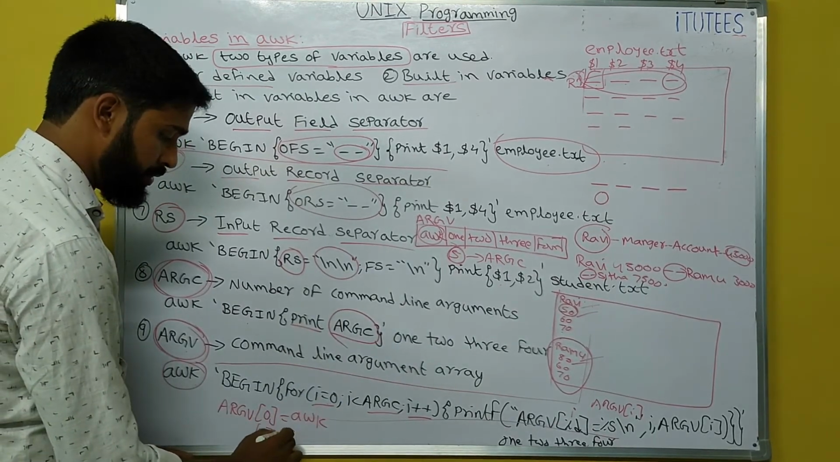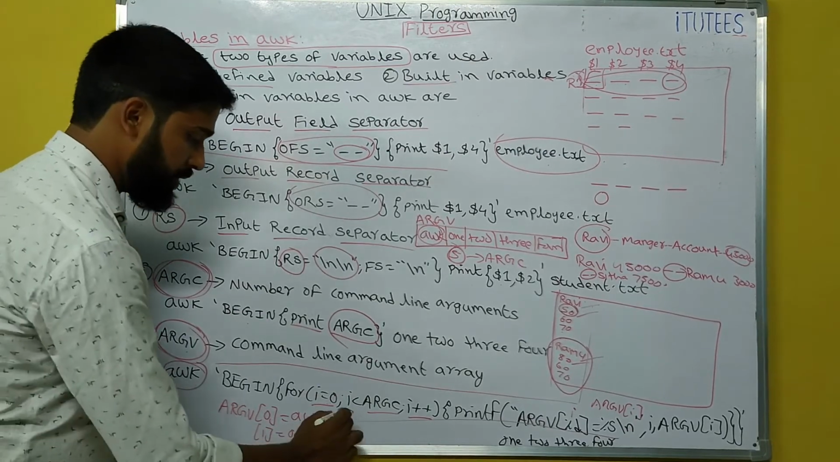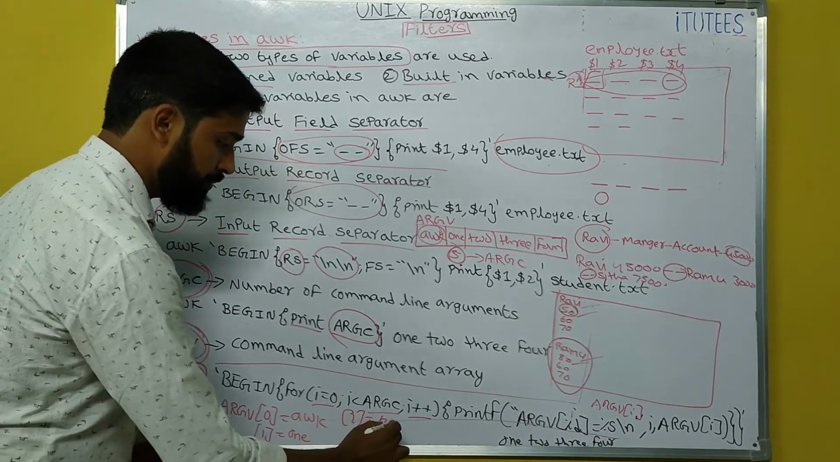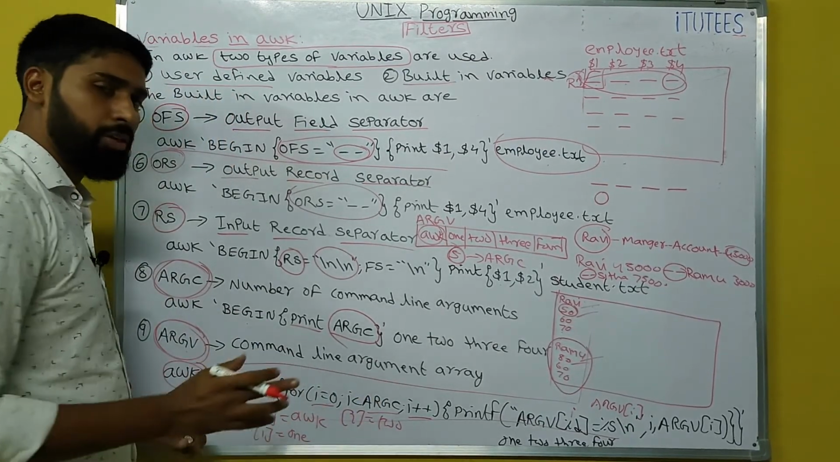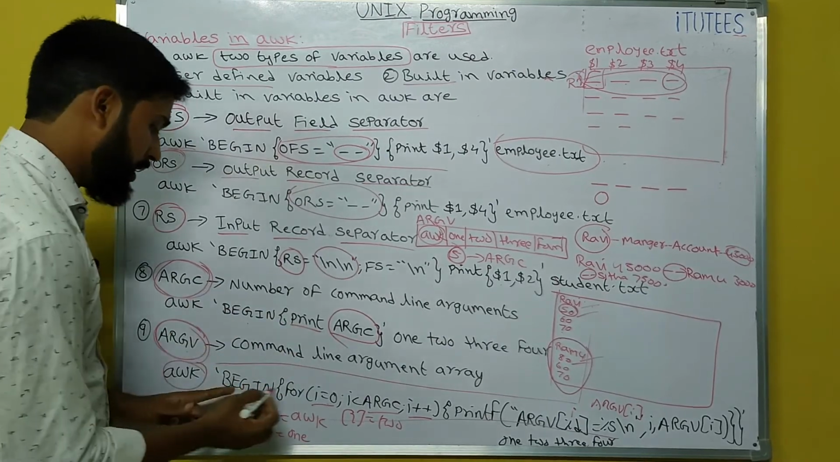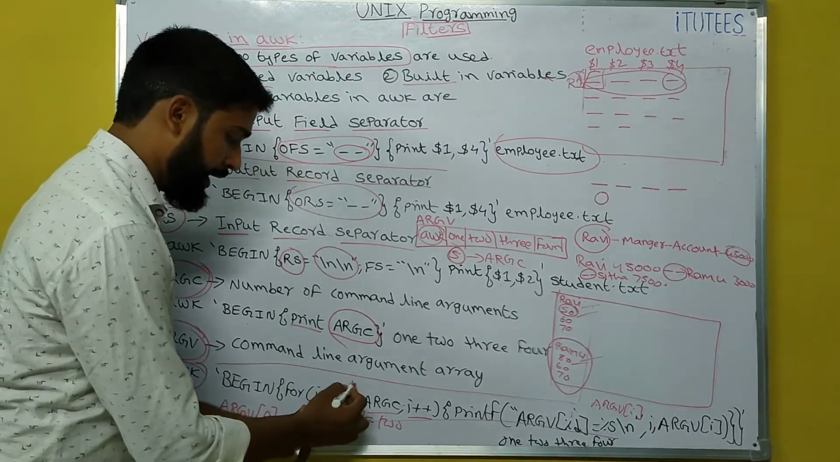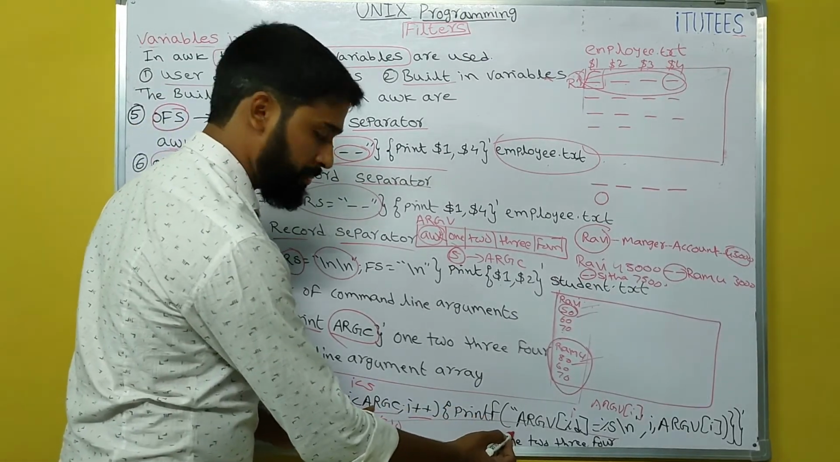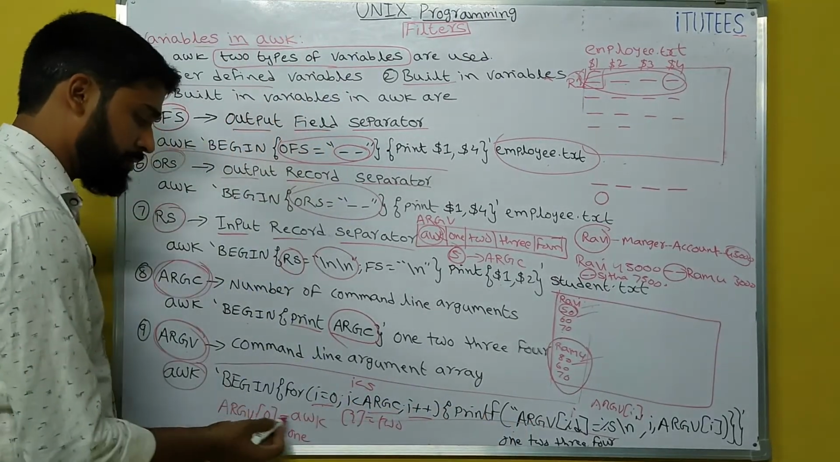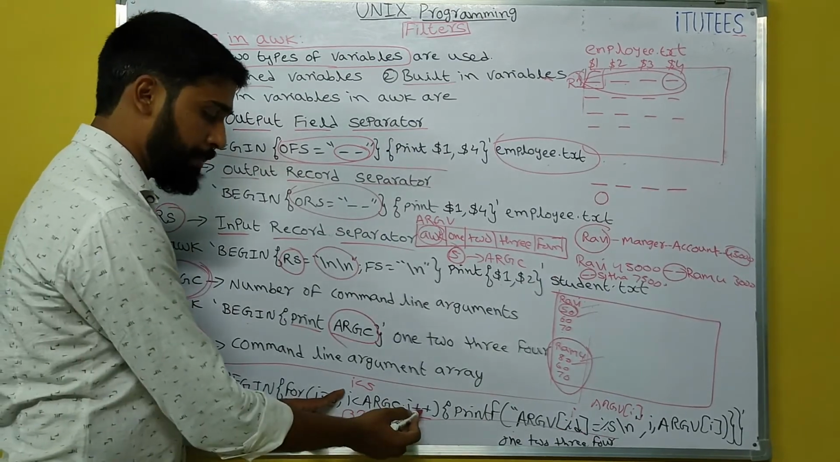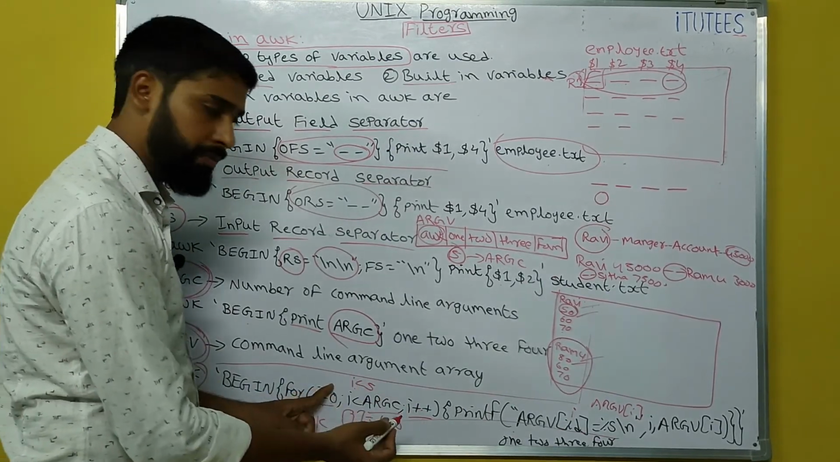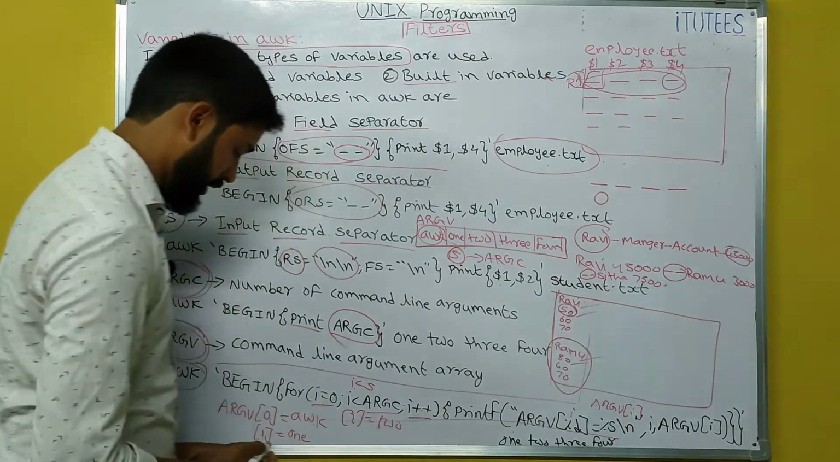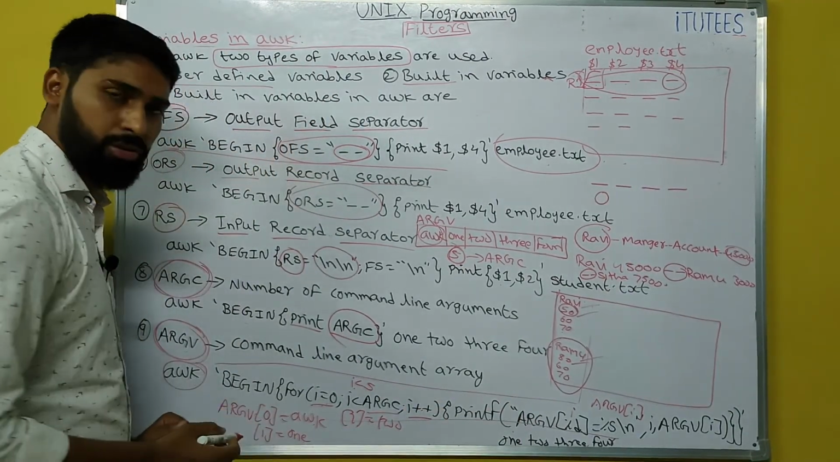ARGV of 1 equals 1. ARGV of 2 equals 2. It prints like this. We see the exact output when we execute these instructions. I equals 0, I less than 5, true. So we go to execute this printf statement. What does it print? ARGV of 0 equals AWK. I plus plus, 1 less than 5, true. You are going to execute the instruction. It prints ARGV of 1 equals 1.